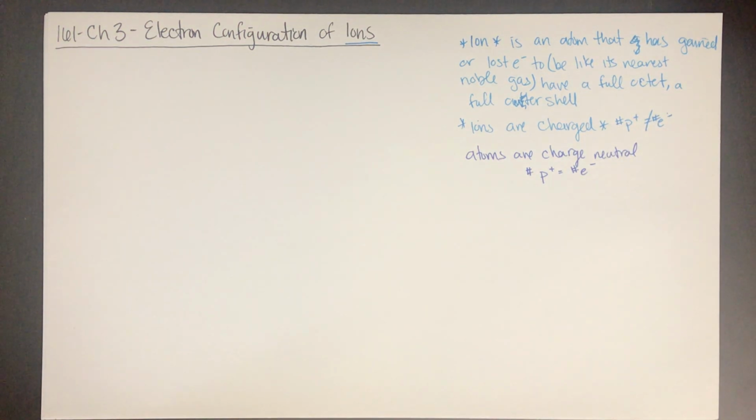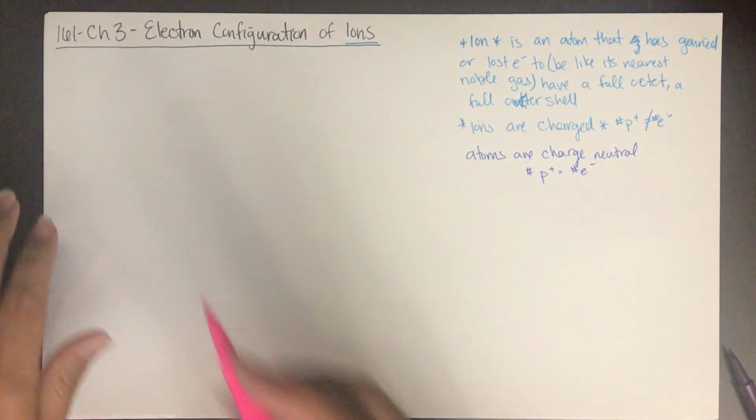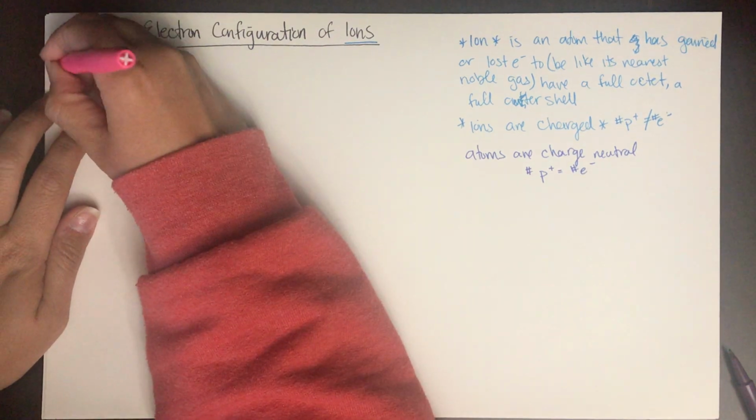Okay, so there's two types of ions. There's a positively charged ion.